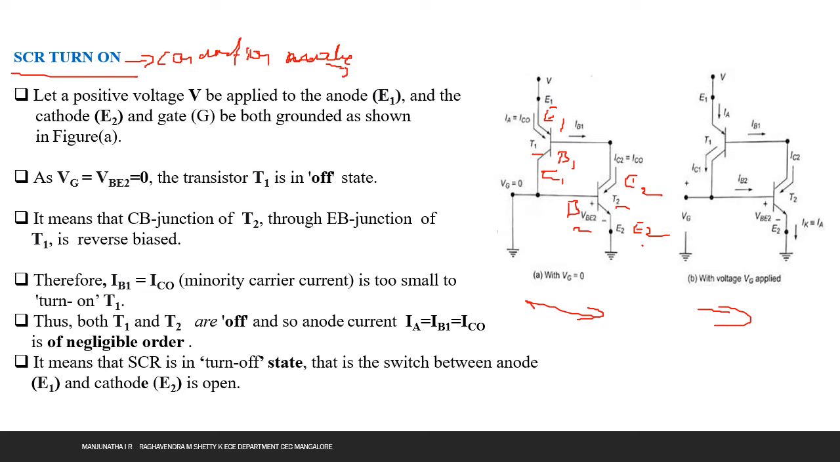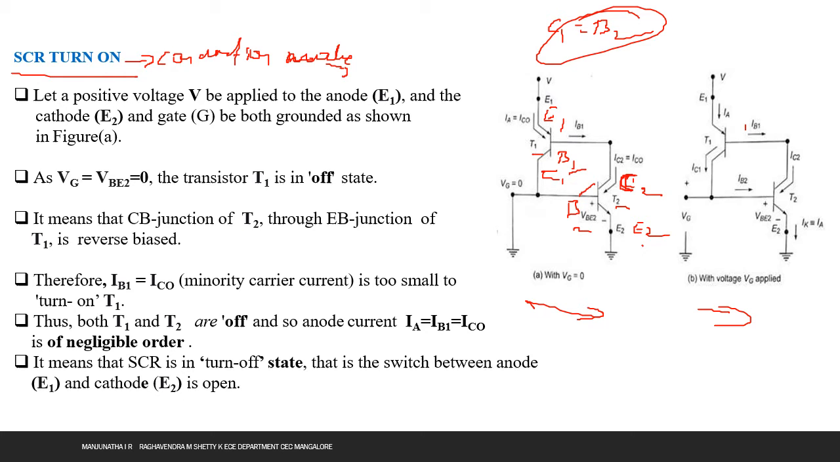Since it is transistor 2, this is collector 2, base 2 and emitter 2. Just observing this circuit diagram, I can say that whatever the collector current C1 is, the same is B2 because they are short circuited. So whatever C1 is, it is equal to B2.